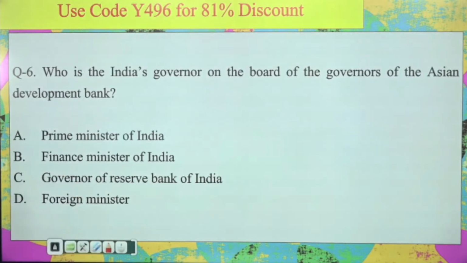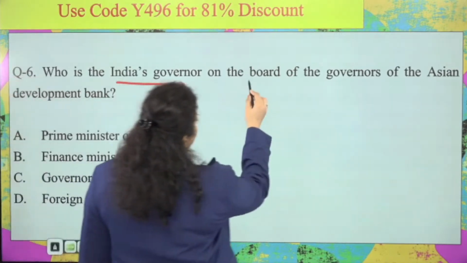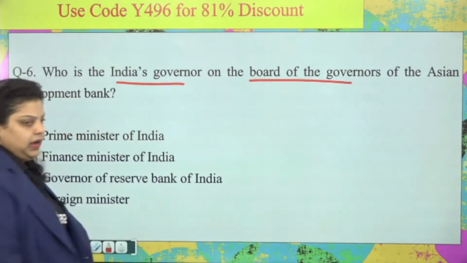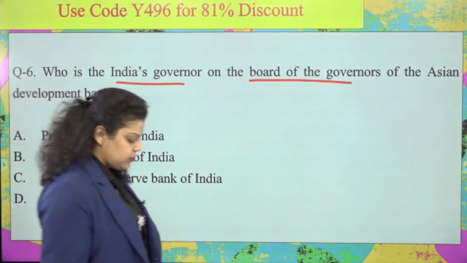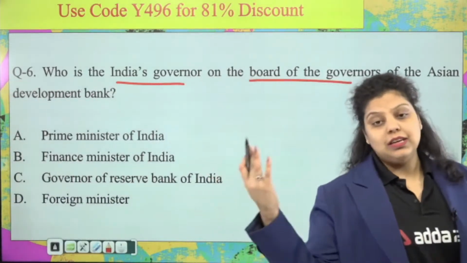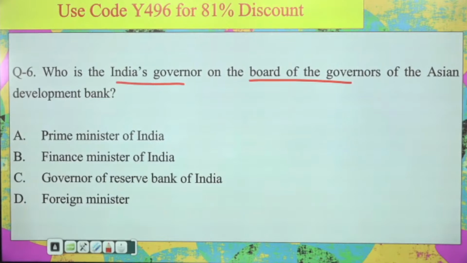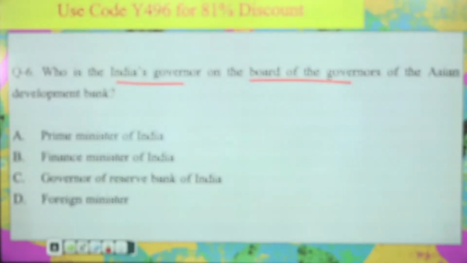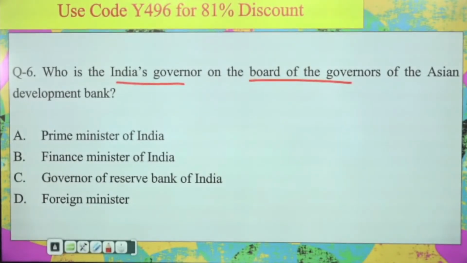Next. Who is India's governor on the board of governors of the Asian Development Bank? Out of these four options, who is India's governor on the board of governors of ADB, the Asian Development Bank? So which of the following is correct?